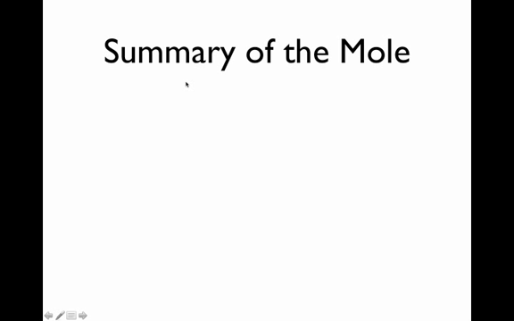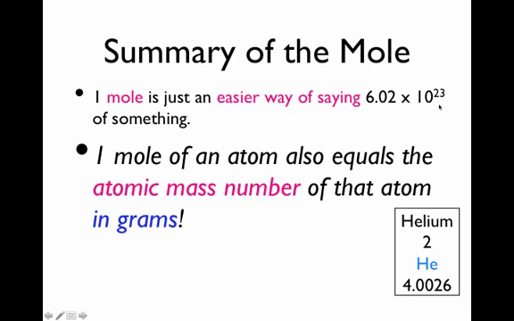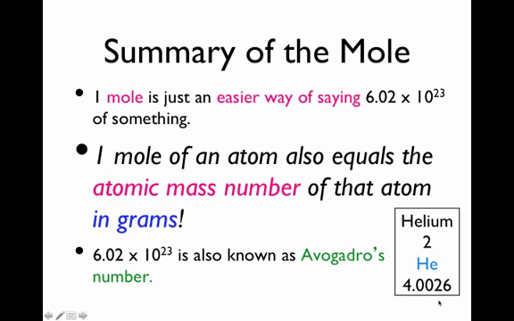So that's the mole. I'm going to summarize it again on this slide. Mole is just an easier way of saying this number, in the same way that a dozen is just a different way of saying the number 12. 1 mole of an atom equals the average atomic mass number of that atom in grams. So if you have a mole of heliums, they weigh about 4 grams. And then sometimes this number is referred to as Avogadro's number or Avogadro's constant.